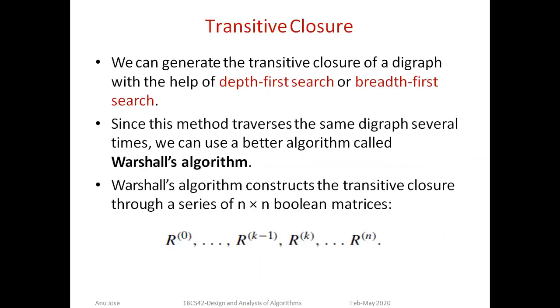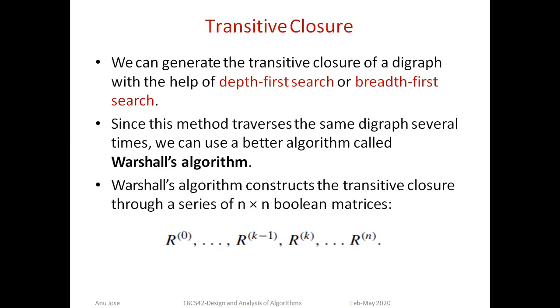The common way for finding the transitive closure: you have already studied graph traversal algorithms like DFS and BFS that you can apply to the graph to find out what all the paths existing in the graph are. But that is a little time consuming. So we are going with another algorithm called Warshall's algorithm, and it works based on the dynamic programming approach.